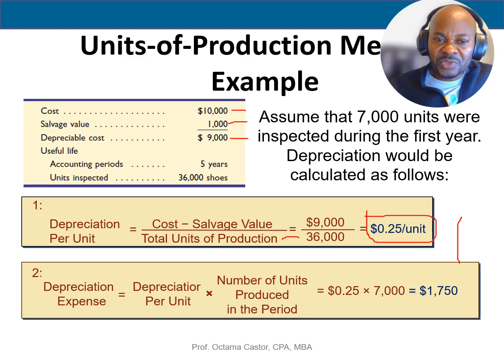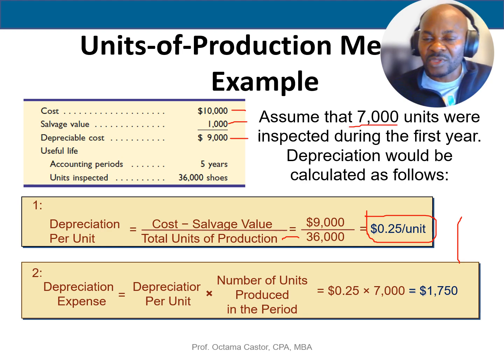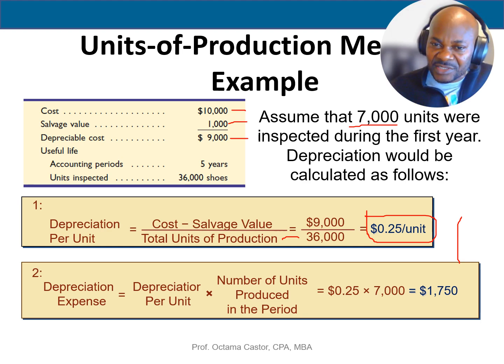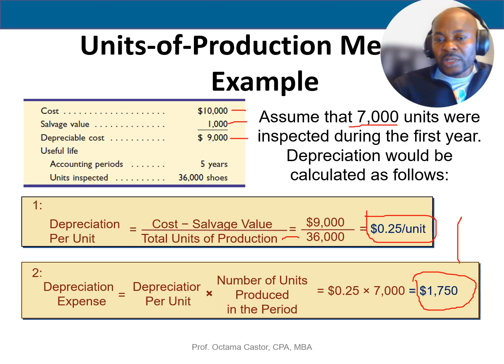In step two, you calculate the depreciation expense by multiplying the depreciation per unit, which is 25 cents, by the number of units that you produce in the period, and that number is 7,000 units. You produce 7,000 units in this period, so let's multiply 7,000 units by your depreciation per unit cost, which gives you $1,750.